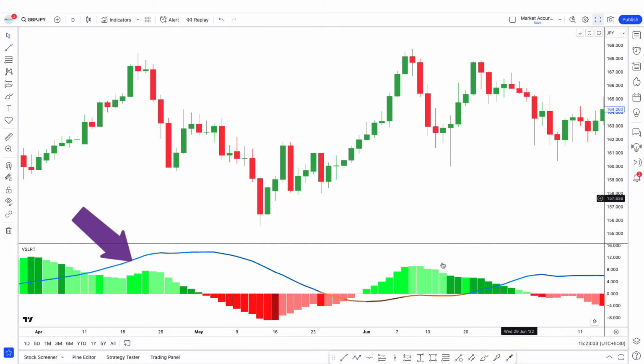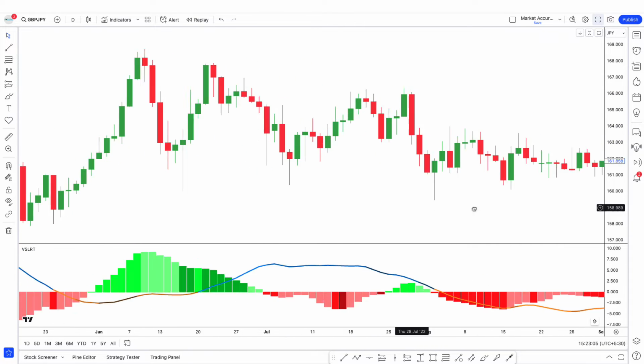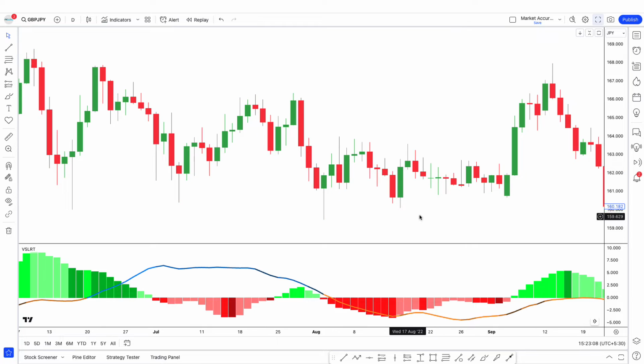Now this oscillator is used to identify long-term trends in the market, and it functions just the same as the histogram. When the oscillator is colored blue, that indicates a long-term bullish trend.